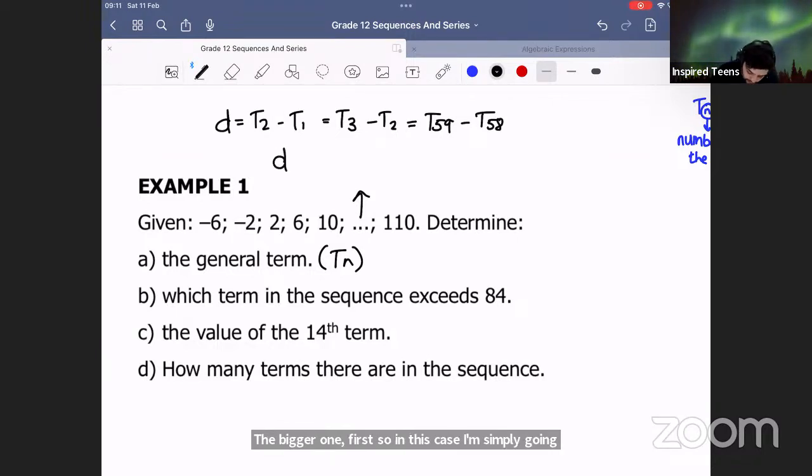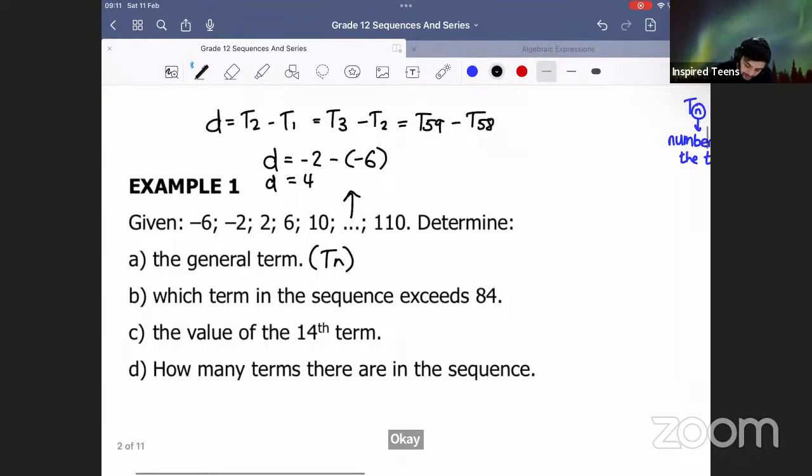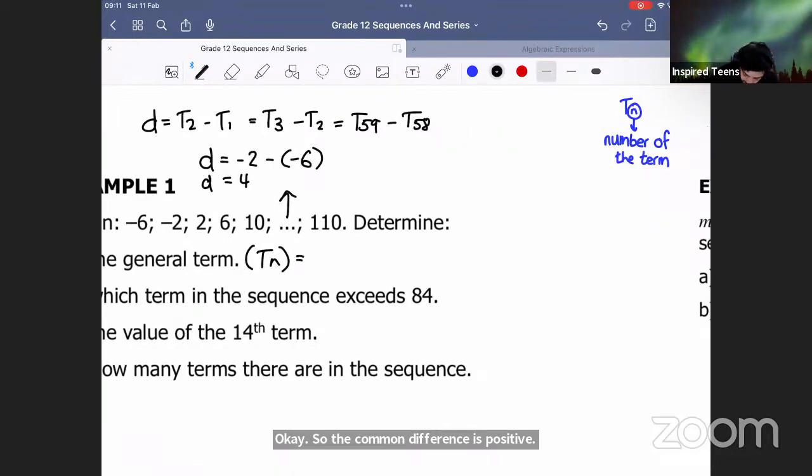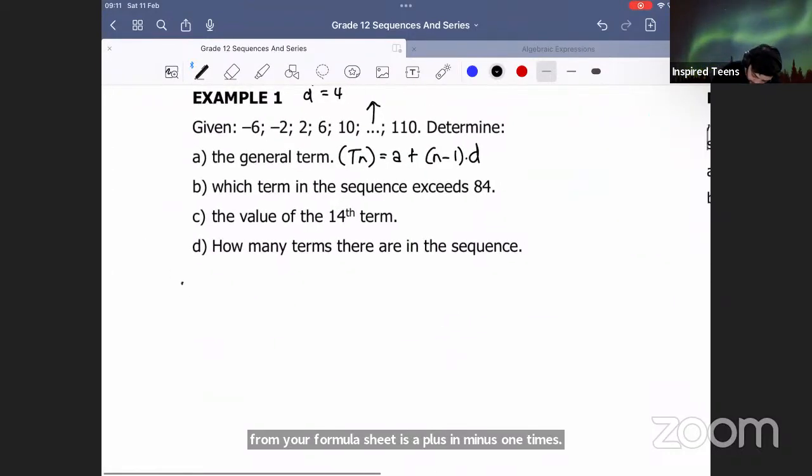So to calculate my difference here, I'm going to say -2 minus -6. Put that in your calculator. You're going to get positive 4, I believe, because it becomes -2 plus 6. So the common difference is positive 4. Let's just write out Tn first in a general sense. The general formula that you get from your formula sheet is A plus n minus 1 times the difference. So let's work here with A.